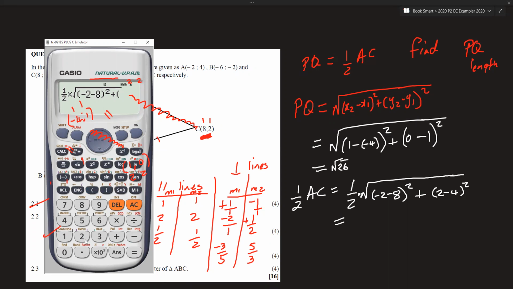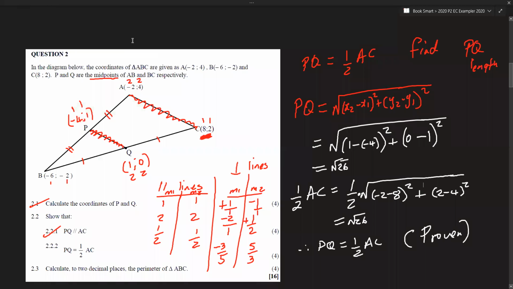Okay. Then let's see what we get. Oh, we get the same answer. That's looking so exciting. Then we can conclude to say, therefore, PQ is the same as half of AC. Then you say proven. Perfect. And then that should be your final answer for that question, right?